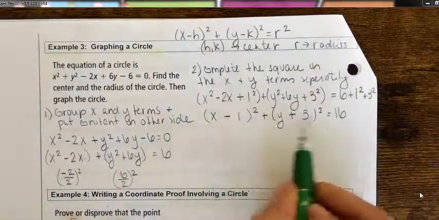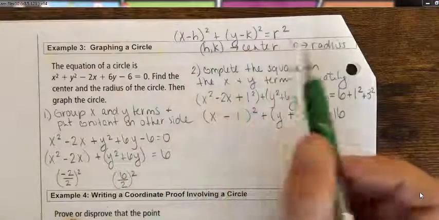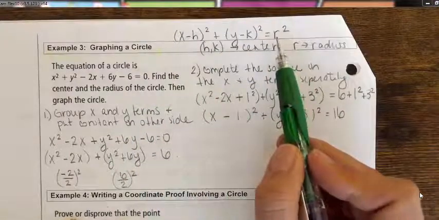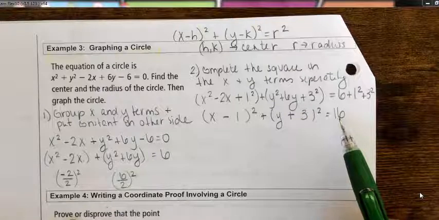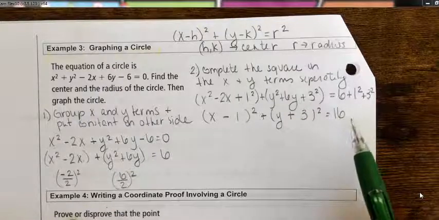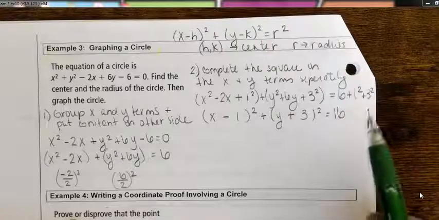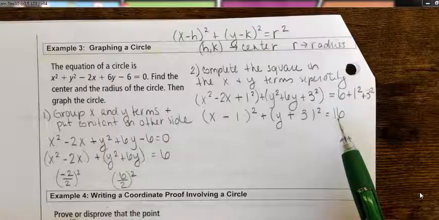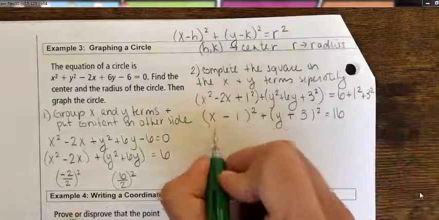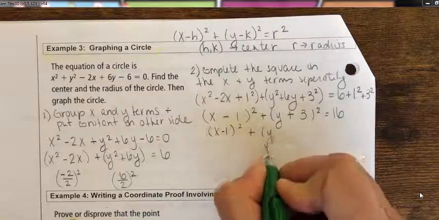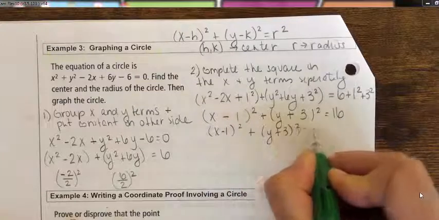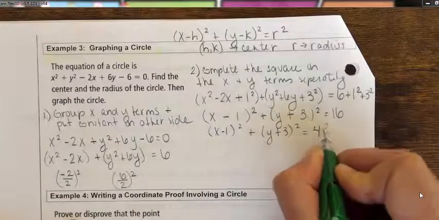So it's looking really close to this. The only difference right now is that r is not squared. Well, it's 16, so what is r? So how can I write this as a perfect square? How can I write this as something squared? Well, 16 is the same as 4 squared, right? So this is really x minus 1 squared plus y plus 3 squared equals 4 squared.